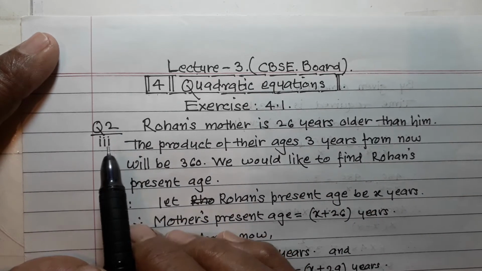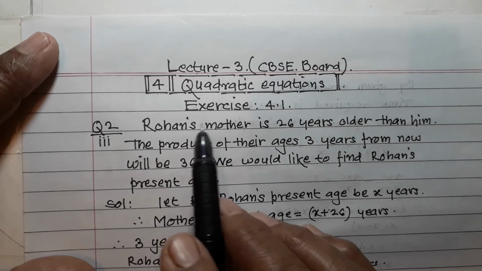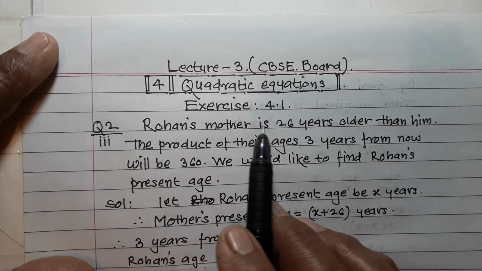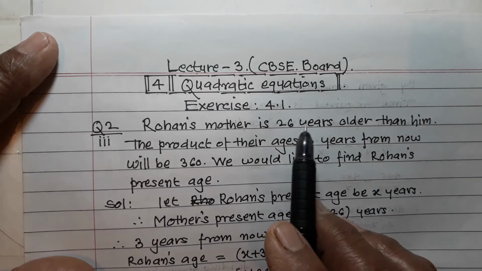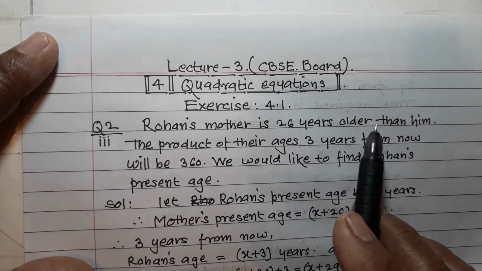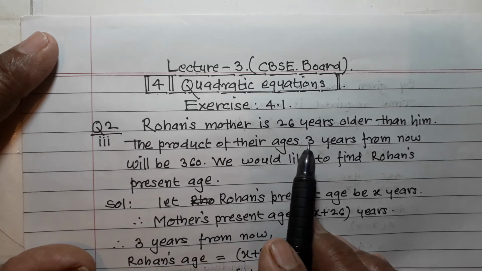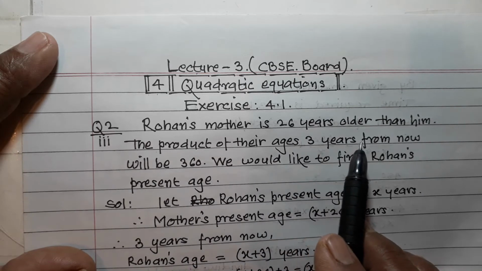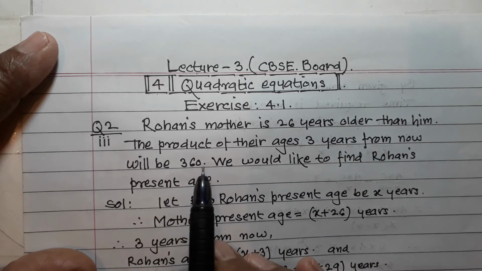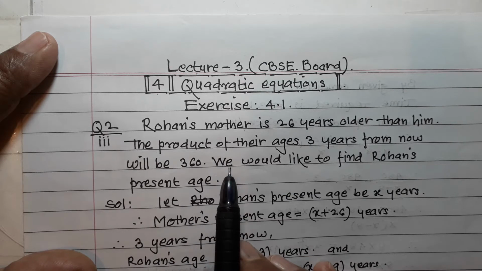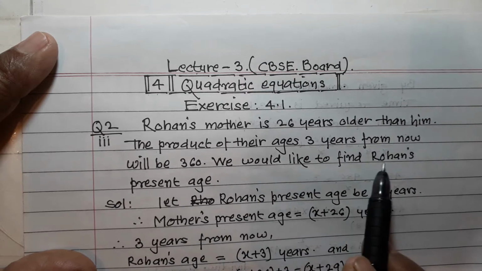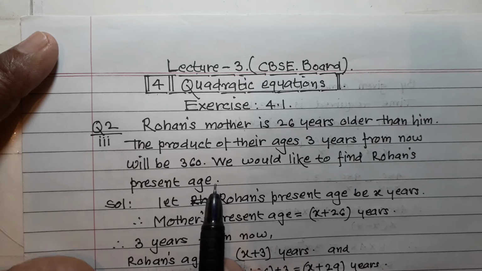Question number 2, third. Rohan's mother is 26 years older than him. The product of their ages 3 years from now will be 360. We would like to find Rohan's present age.